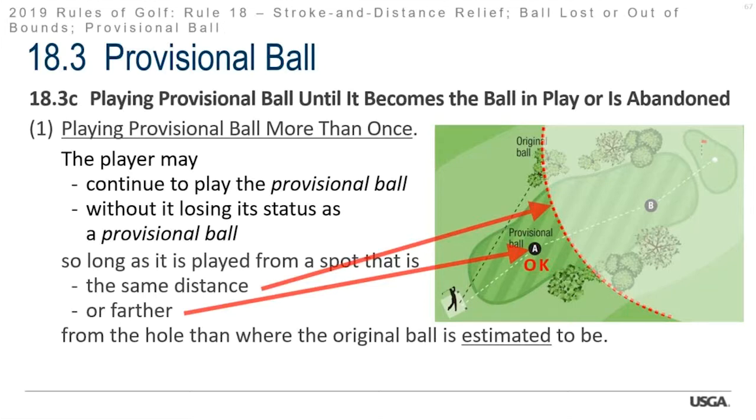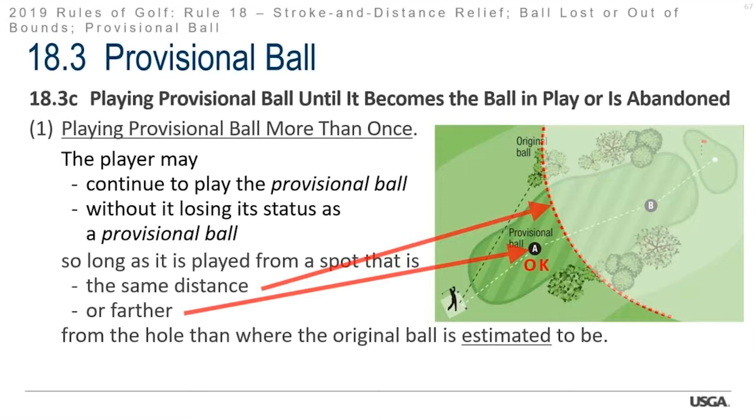So the player may continue to play the provisional ball without losing his status as a provisional, as long as that ball is played from the same distance or a spot further from the hole than the original ball. So if you think your ball is lost 150 yards from the hole and you play a stroke from 150 yards from the hole with your provisional, that's still a provisional. Okay, it's got to be played nearer the hole than where your original ball is played.